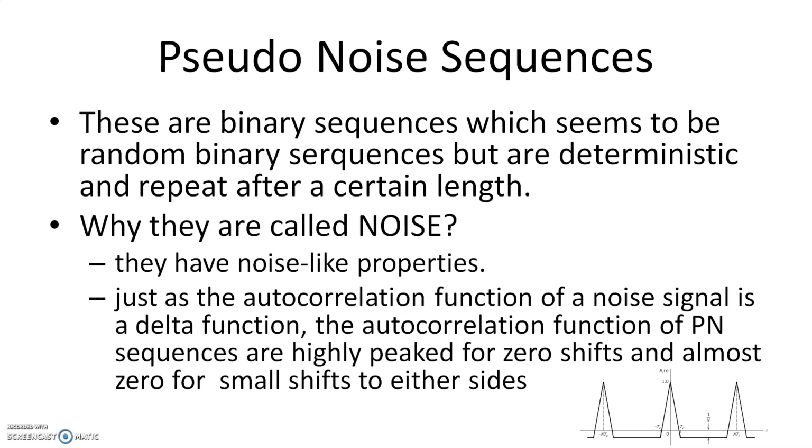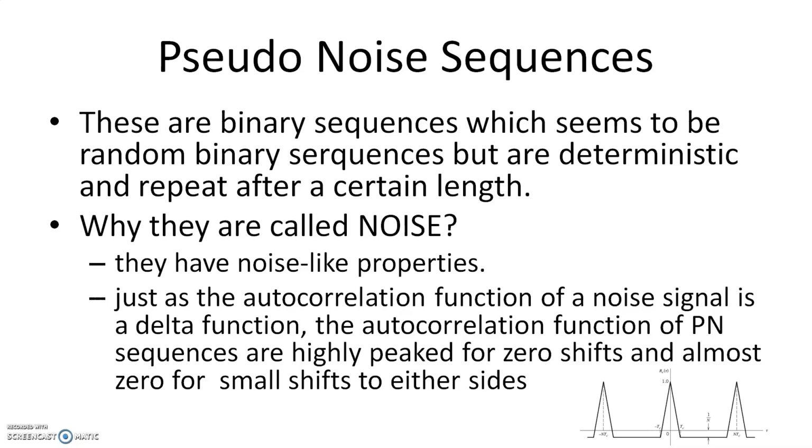So hope you understood why it is called noise, because it has a noise-like property, and the property is that the autocorrelation function of the noise is a delta function. That means delta means a peak at zero and the rest of the values are all zero. In the same way, the pseudo noise sequence will also have a similar property. They have a peak when there is zero shifting.